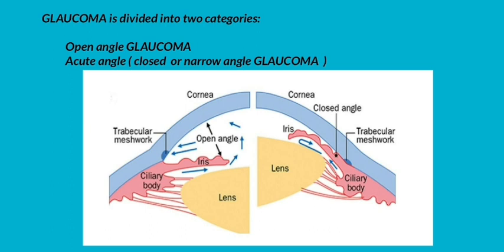Now let's talk about glaucoma. Glaucoma is divided into two categories: open angle glaucoma and acute angle, or closed, or narrow angle glaucoma.